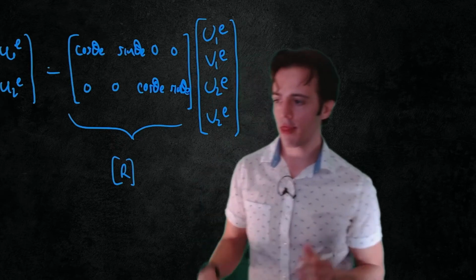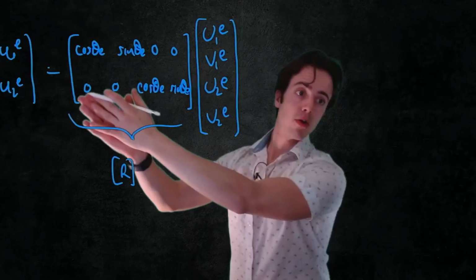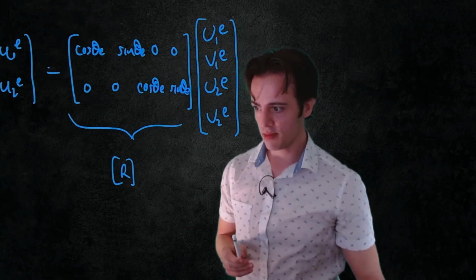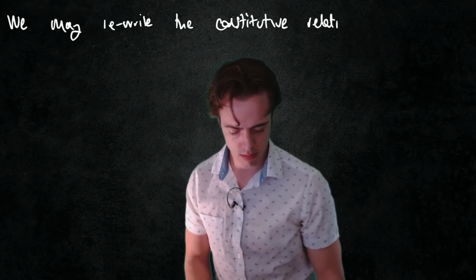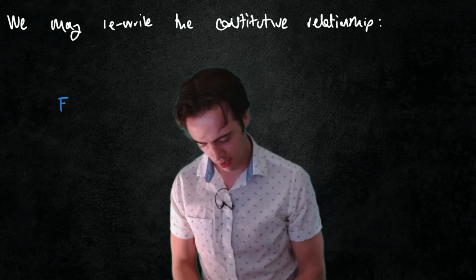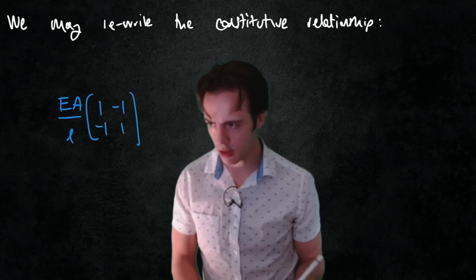Okay, so R then relates the local displacements, or relates these global displacements to local ones. So we can then rewrite our constitutive relationship. Okay, so we've got the same stiffness matrix, EA on L, 1, 1, minus 1, and a minus 1.